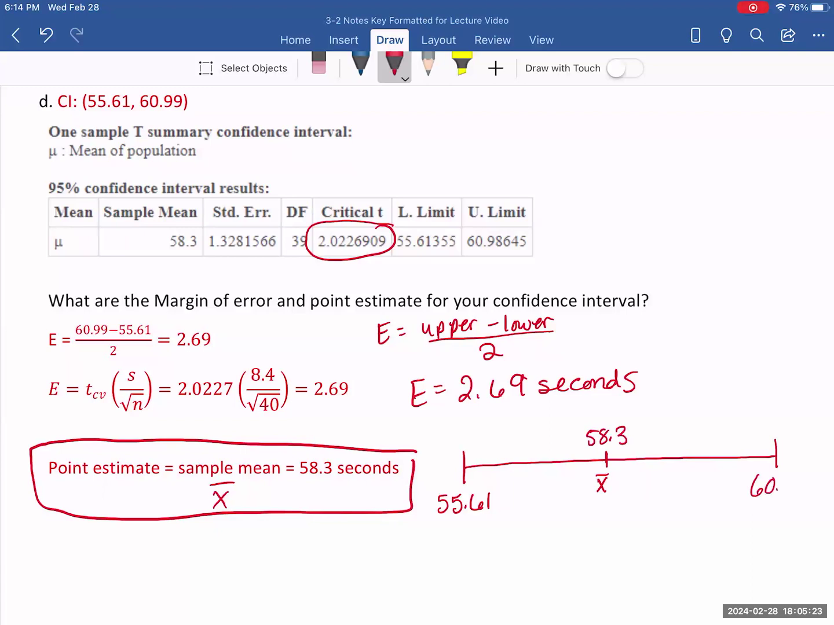And then just show that the margin of error is we subtracted and added 2.69. That's why finding the width of the interval and dividing it in half gives you the margin of error, because there's two margins of error in that width. Okay, good.